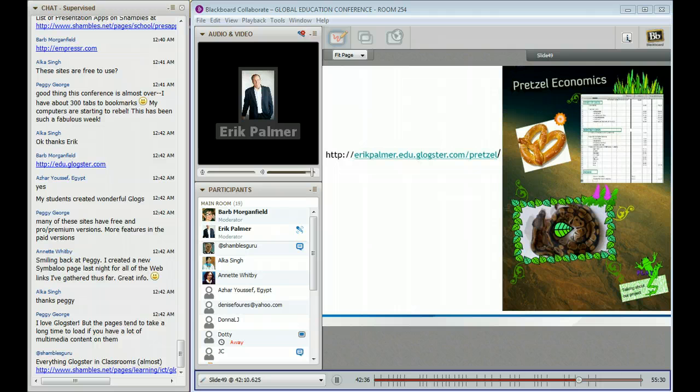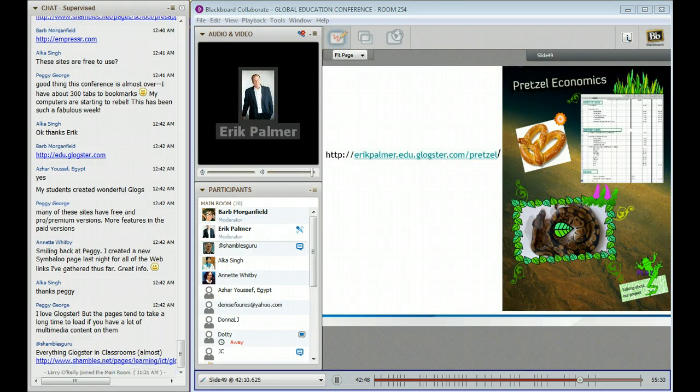You can see that they have their financial statement up there, income and expenses. They have a picture of a pretzel because their class pet is a snake, a ball python. They put up a video of their ball python, and they put up recordings of them.